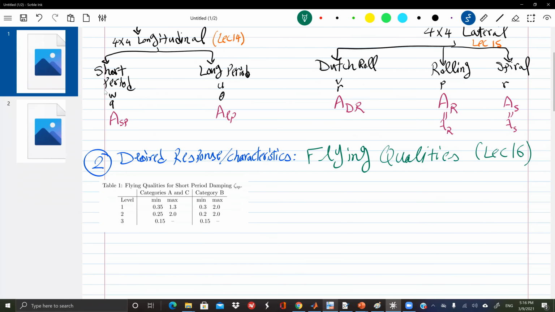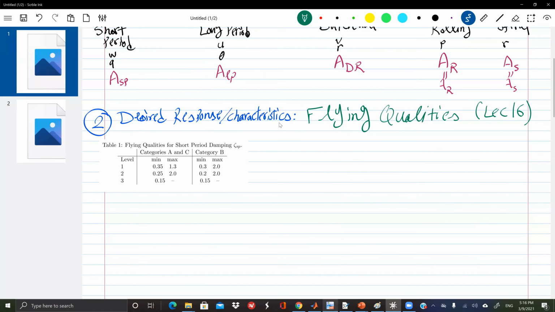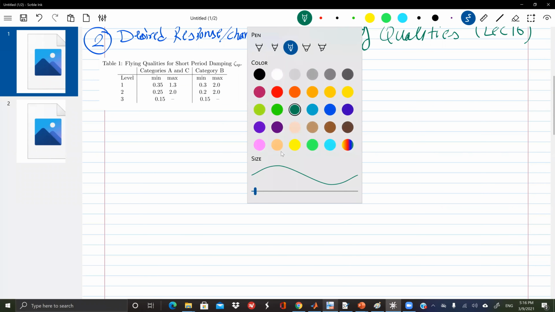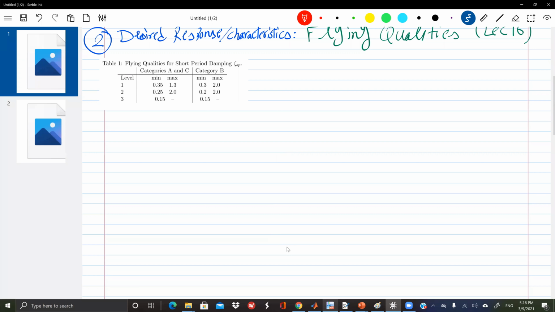Any question about this logical step? First, write down your equations. Second, what is the desired response? What do you want to achieve? Really quick, Professor. Yep. For level 3, since there's no upper bound on the table, if it doesn't fit in 1 or 2, does it default to 3? Of course, yeah. Unless it's below 0.15, and I don't think that will happen. This means that among the hundreds of airplanes they flew, none was below 0.15, so this is very atypical.